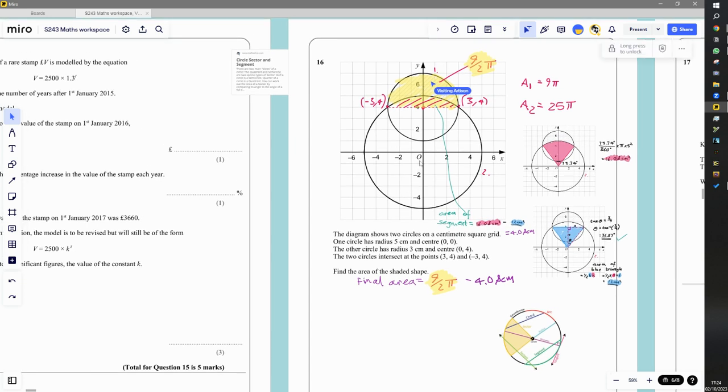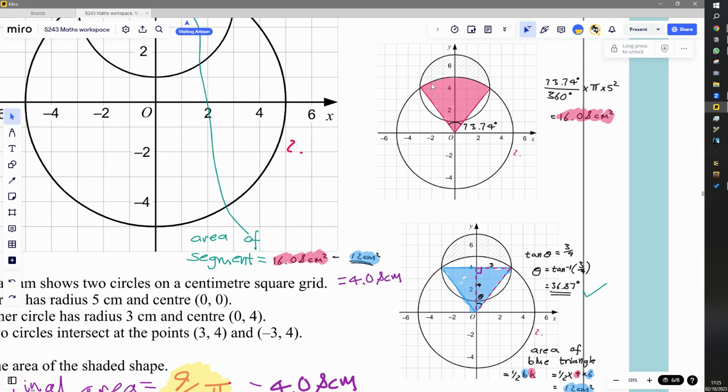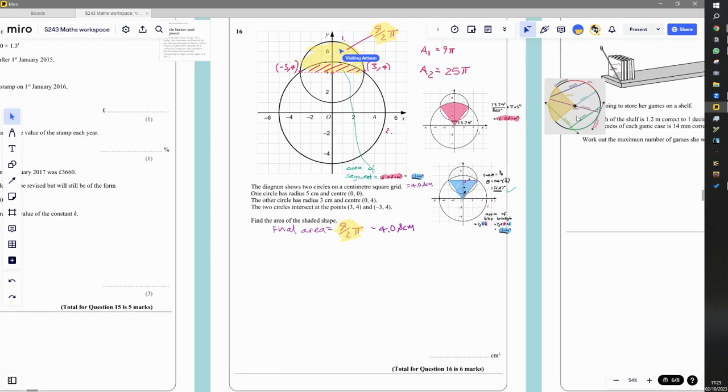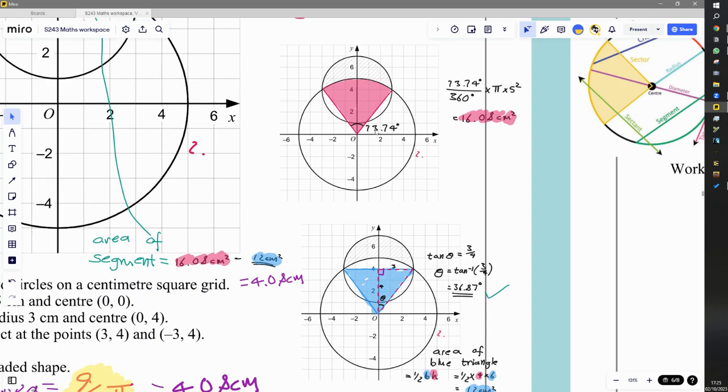Well, the first thing is I copied the question twice and put it down here. And we saw that we can color in this shaded area. We've got some circle vocab here, sector, and we can work out the area of that. But how did I get this angle?